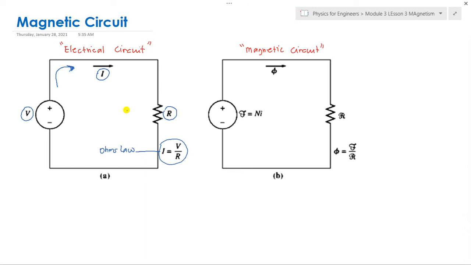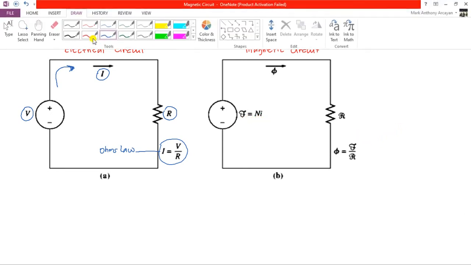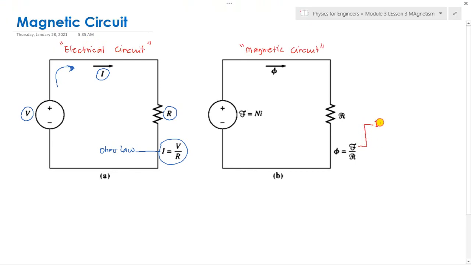Now, if we relate this to the magnetic circuit, we have here the force F. This F denotes the driving magnetic force, or the source of the magnetic field. And what is this one? We already discussed this. Phi, if you remember from the previous slide. What quantity is it? Magnetic flux. It measures the strength of the magnetic field.